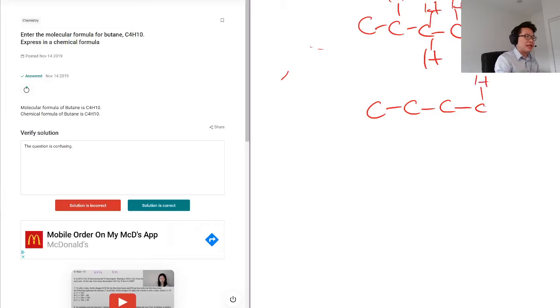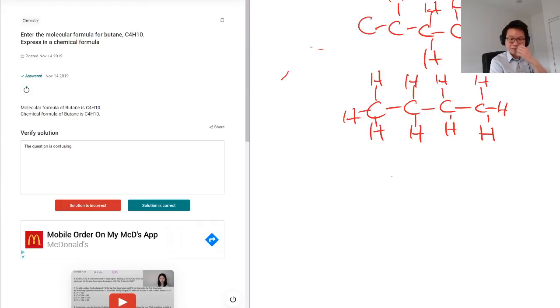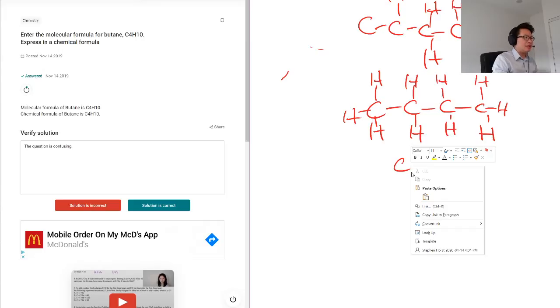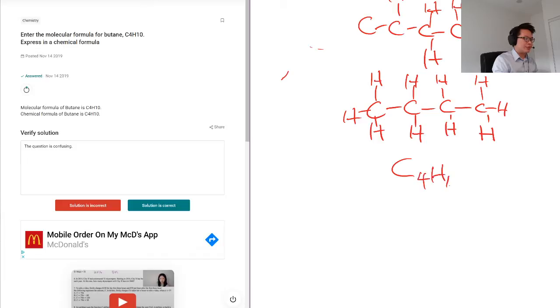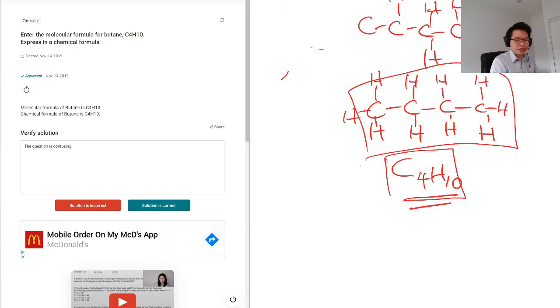For butane, we have four carbons, and each carbon is connected with hydrogen in order to fulfill the octet rule, because it is a hydrocarbon. We have four carbon, and if you actually count, we have 10 hydrogen. So yes, the answer is correct. The molecular formula is C4H10, and you can also solve the Lewis structure as well.